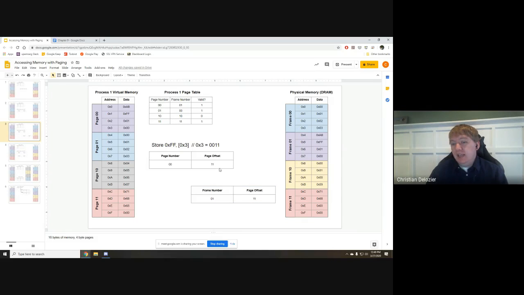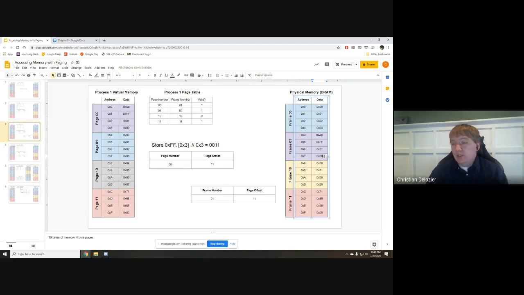So the page offset is never going to change when we map from a page to a frame. That's always the same value. We're assuming that the pages and frames are the same size. And so we're not going to change that page offset. We are definitely, though, going to change the frame number in order to map to the correct data. And here we see that again, just like before, we go from address 0x3 to address 0x7.